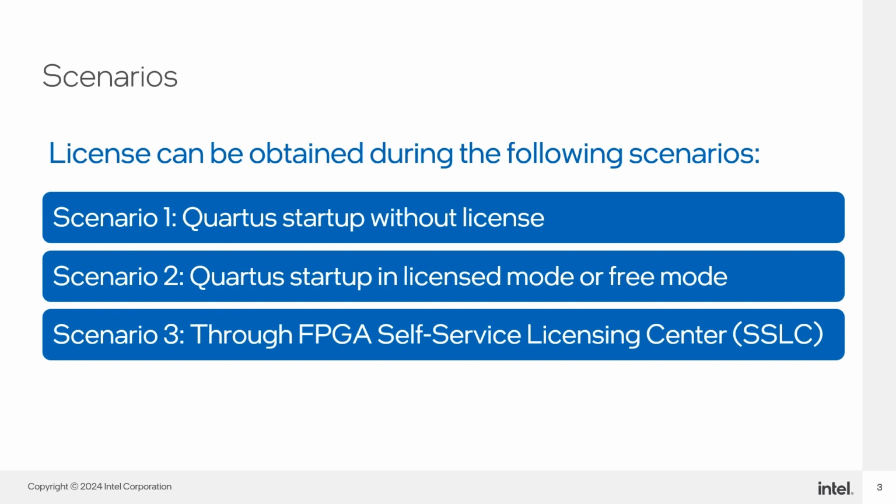The no-cost license can be obtained during the following scenarios: when starting Quartus without license, when starting Quartus in license mode or free mode, and if you have difficulty to fetch the license, you can fetch it through FPGA Self-Service Licensing Center, SSLC.